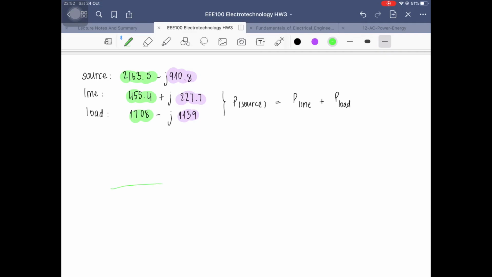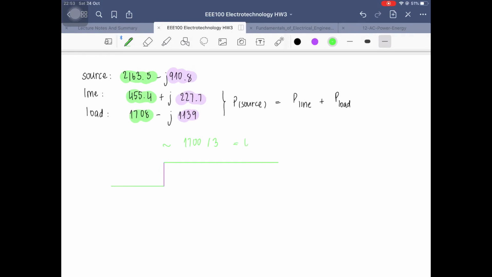Source equals to line plus load is really easy to remember. No, not easy at all. Okay, so don't get confused, if you plus all the three sources together, you will have a disaster. So now we have, as normal, the Q is going up and the Q for the load is going down.